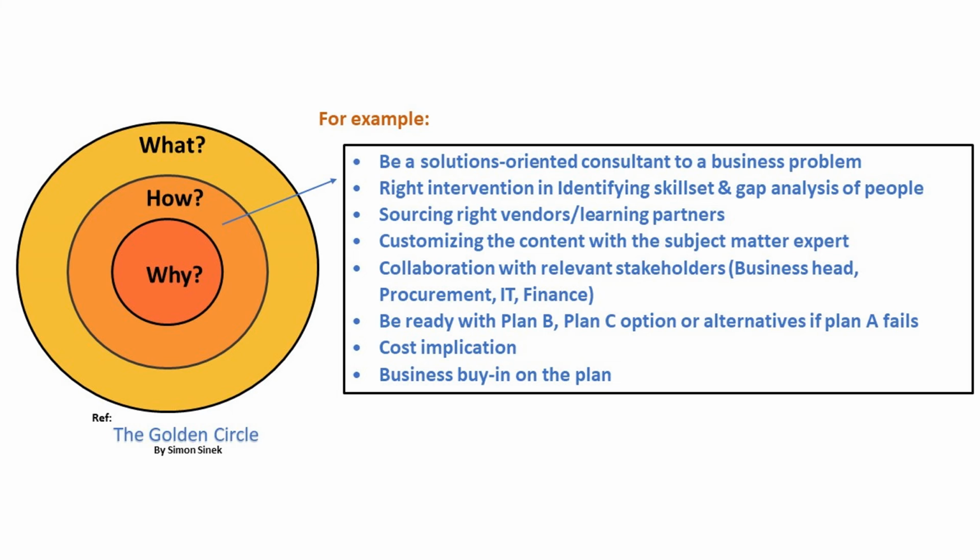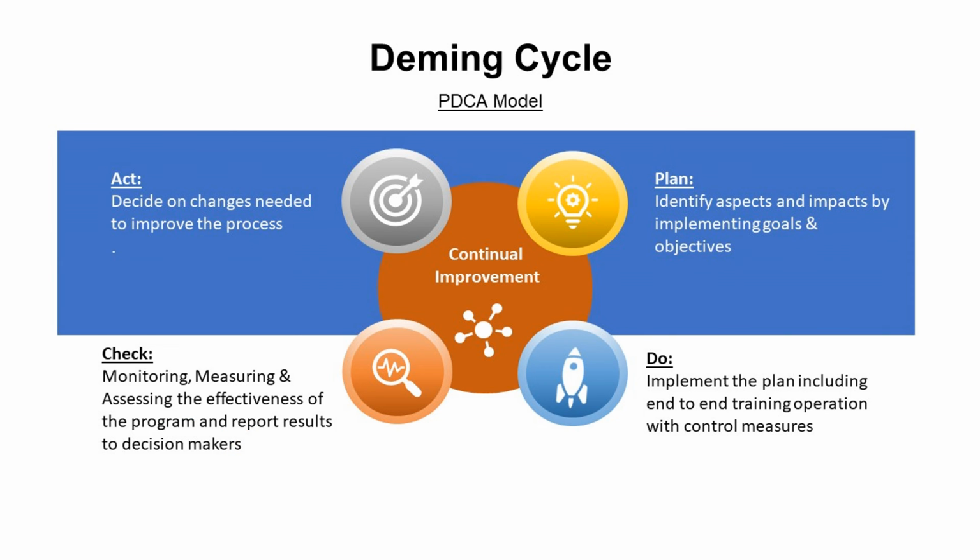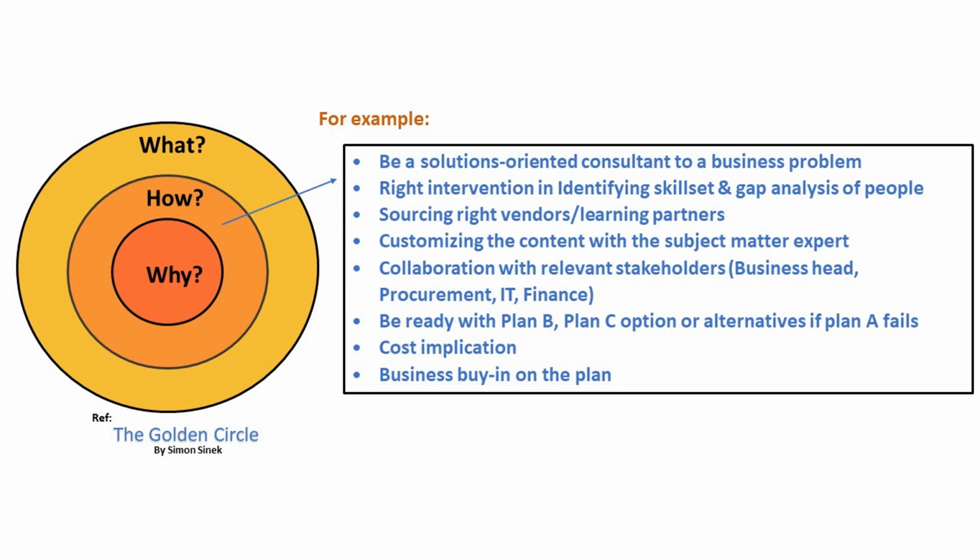You will also seek expert advice for execution. You will collaborate with relevant stakeholders, and what more, you will also be ready with plan B, plan C, or alternatives, because you are following the PDCA model there. So if plan A fails, you will also look at cost implication, business buy-in with necessary approval at all levels would be your strategy when you ask the question how.